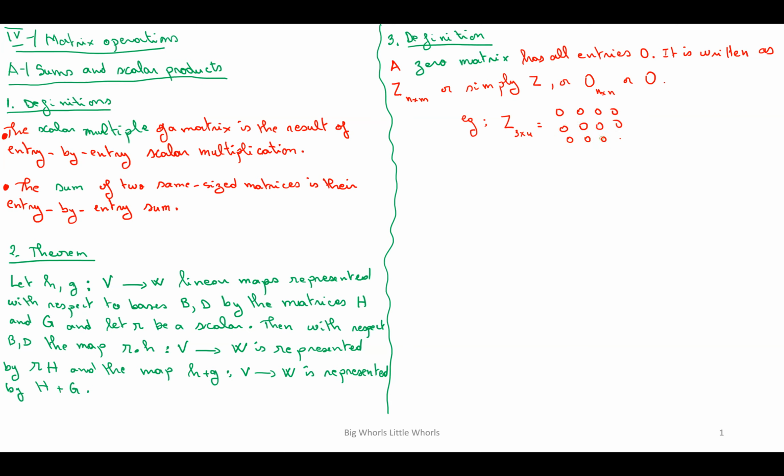That's the 3 by 4 zero matrix. You can also just call it Z, or 0_{3 times 4}, or just simply 0. Okay, so now let's do some examples.